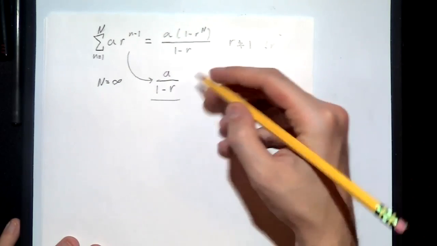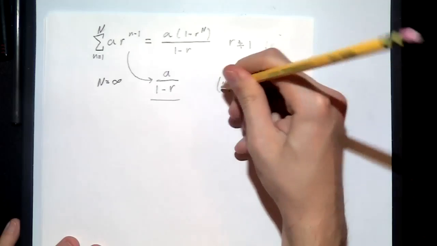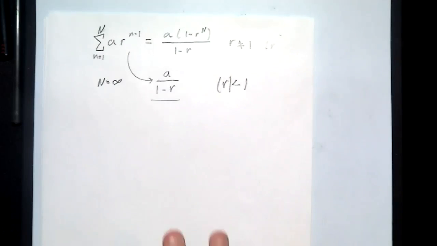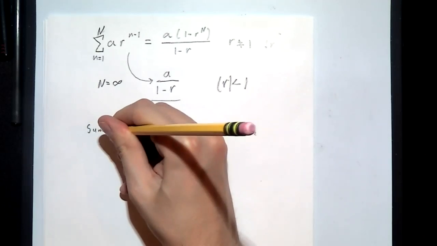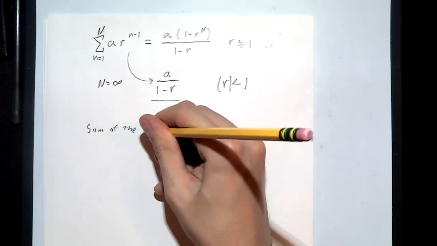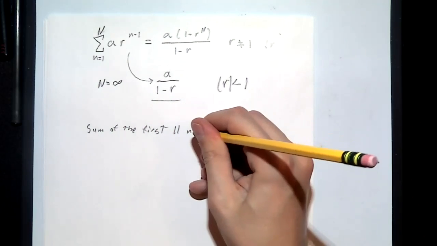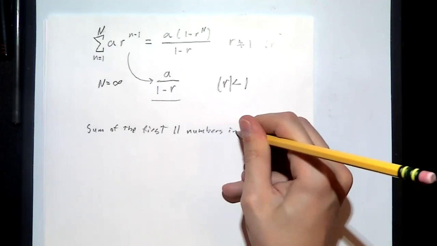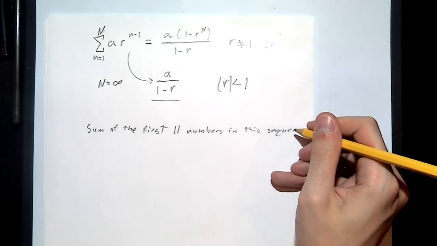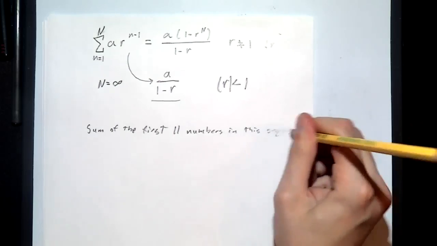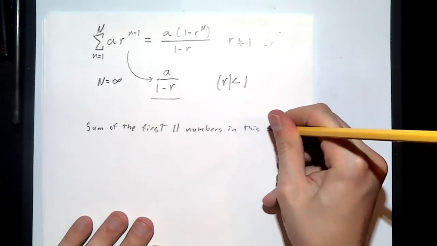So this is only true if the absolute value of r is less than 1. Given that, first we want to find the sum of the first 11 numbers in this sequence. Or I guess it's a series. Yeah, it's a series, and it's a geometric series, which is the only way that this works.